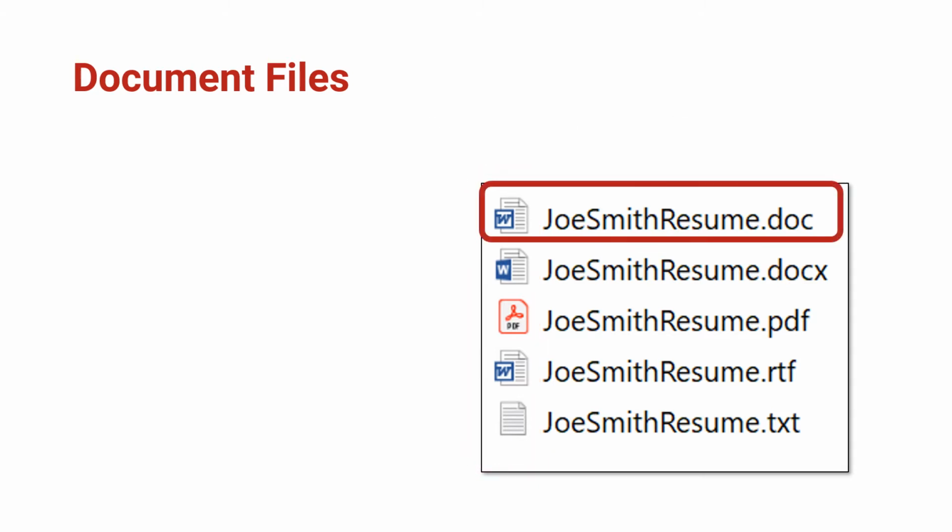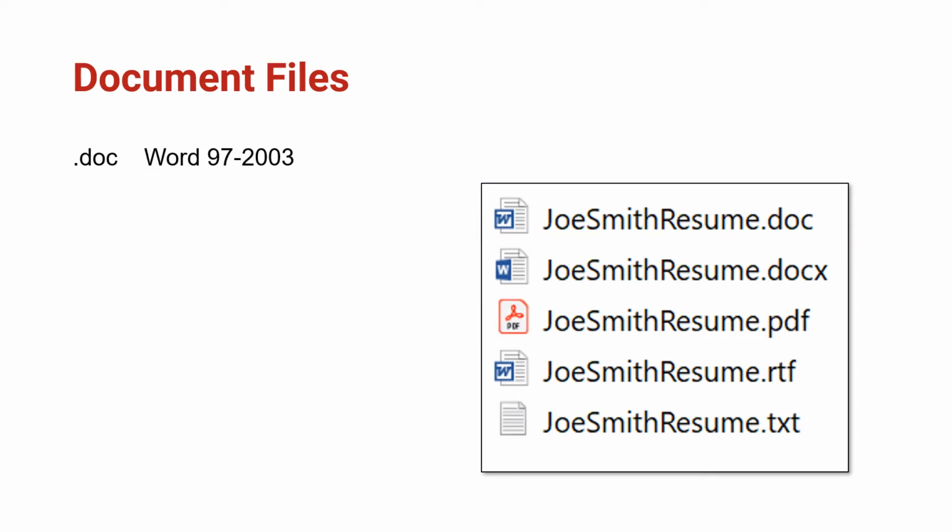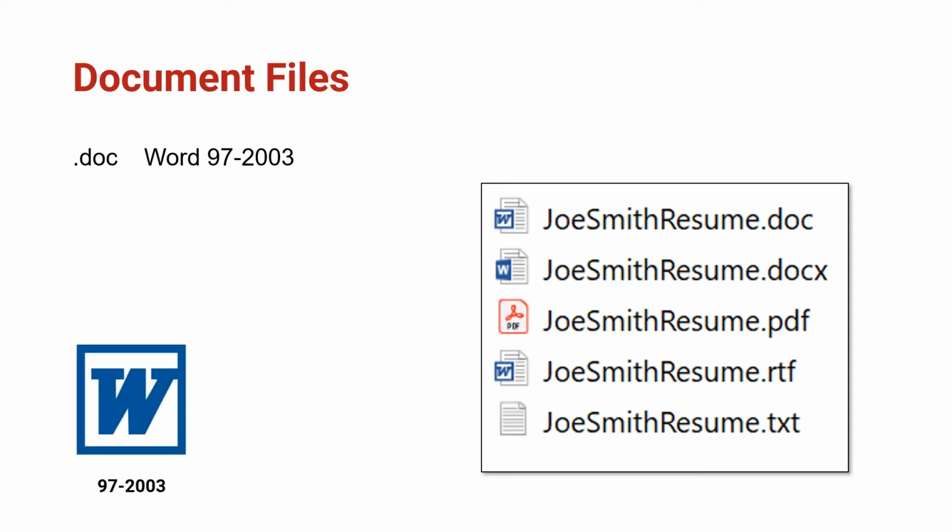At the top of the list is the file with the .doc extension. This was made with a version of Microsoft Word that was made between 1997 and 2003. The icon that accompanies it is a document with a white square and a blue blocked W.